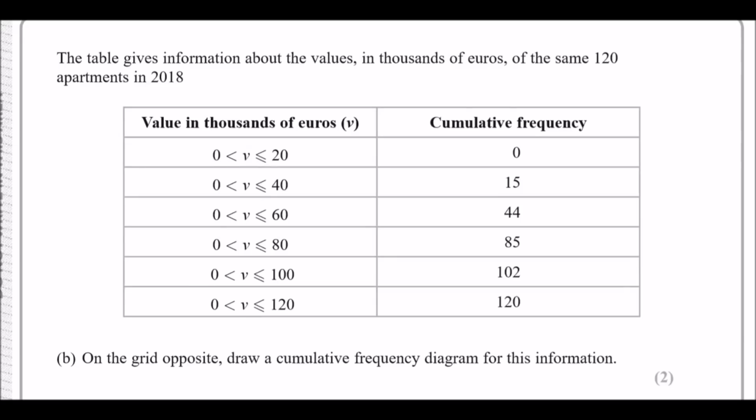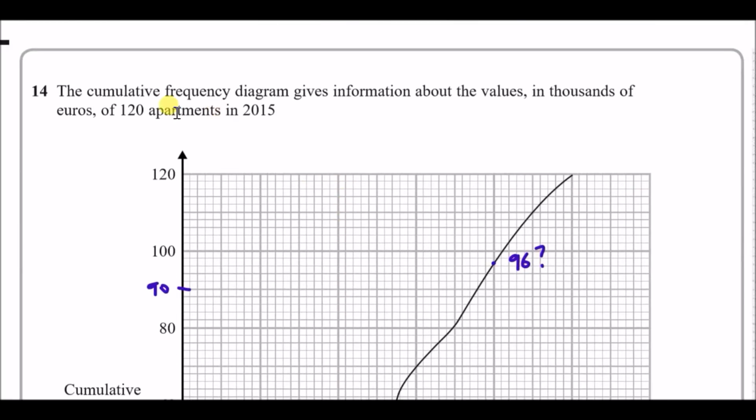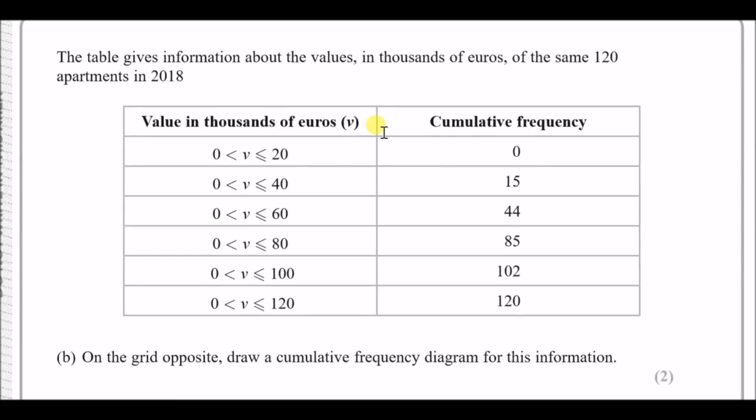All right, next one. The table gives information about the values in thousands of euros of the same 120 apartments in 2018. So it's comparing 2015 to 2018. Let's look at the second one. It says up to 40,000 euros, there are 15 apartments that cost that price, whereas up to 120,000 euros, there are exactly 120 apartments. So it goes up a lot now.